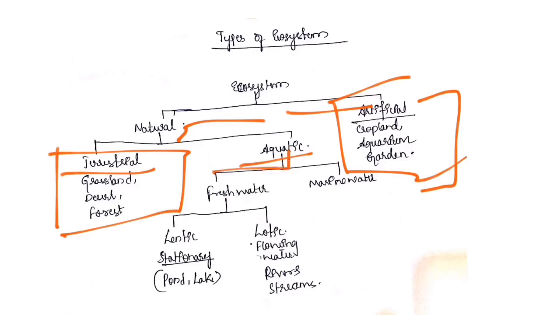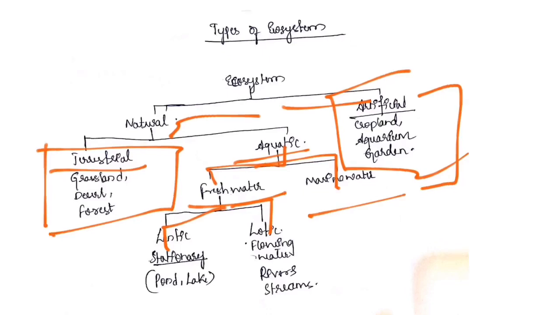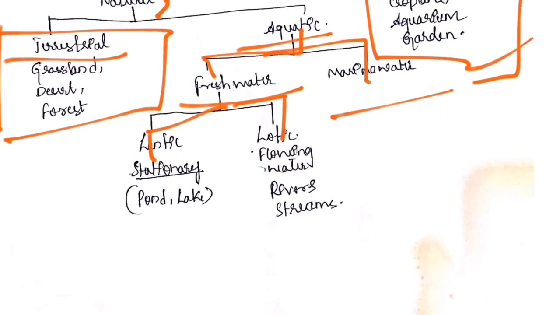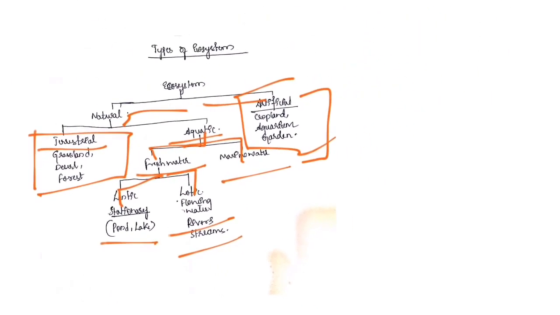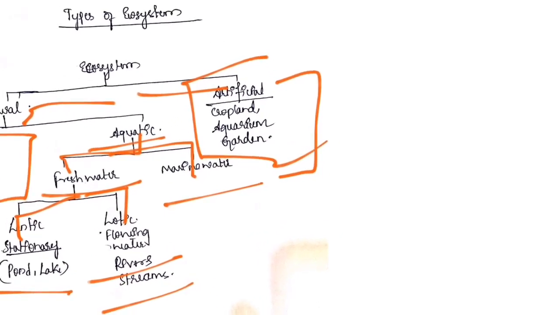Aquatic ecosystem is again divided into two types: freshwater ecosystem and marine water ecosystem. Freshwater, as the name suggests, and marine water is nothing but oceans or salt water. Freshwater is again divided into two types: lentic ecosystem and lotic ecosystem. Lentic ecosystem means stationary water like a pond or a lake. Lotic ecosystem means flowing water like rivers and streams. Artificial ecosystems may be cropland, aquarium, and garden.